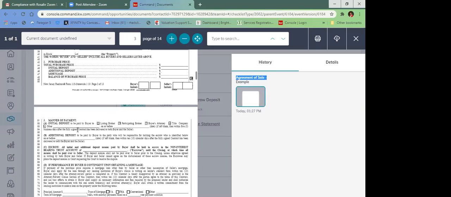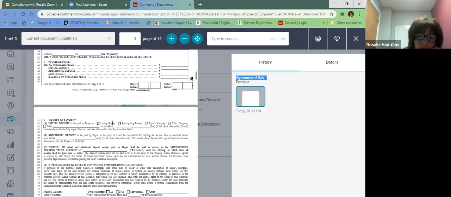And then we can just keep going down, like manner of payment. So normally it'll be the title company holding the escrow. And here, of course, if it's left blank, it's within 5 days. I like to put a date in there. I usually put the day the contract is being signed. So if the contract is being signed today, I usually put that I want to see a deposit check by the next day, which would be like August 21st.